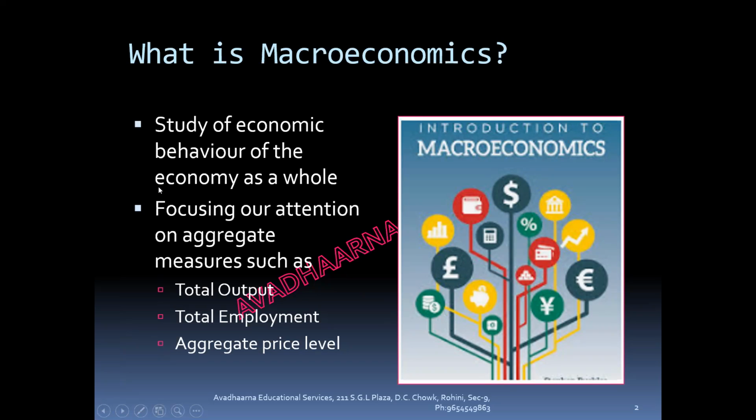Aggregate supply we talk about from the point of view of the producers. So aggregate supply of the economy as a whole, whereas in microeconomics, we talked about individual supply or market supply. So we are going to focus our attention on aggregate measures such as total output, total employment, aggregate price levels, etc.